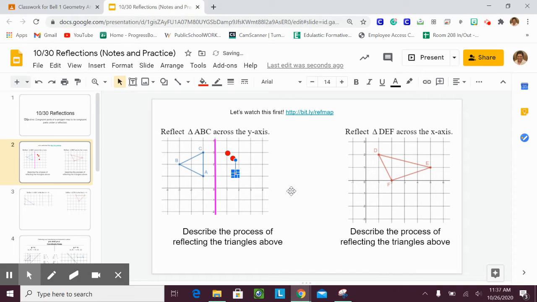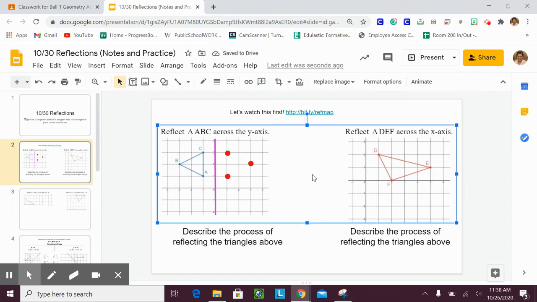So if we look at, let's go to B. I know B is 1, 2, 3 away from the purple line, so I'm going to go 3 in the other direction. 1, 2, 3. And there's B prime. And if we look at A, I know A is 1 away from the purple line, so I'm going to go 1 in the other direction. And now we have our triangle A prime, B prime, C prime that's been reflected over the y-axis.